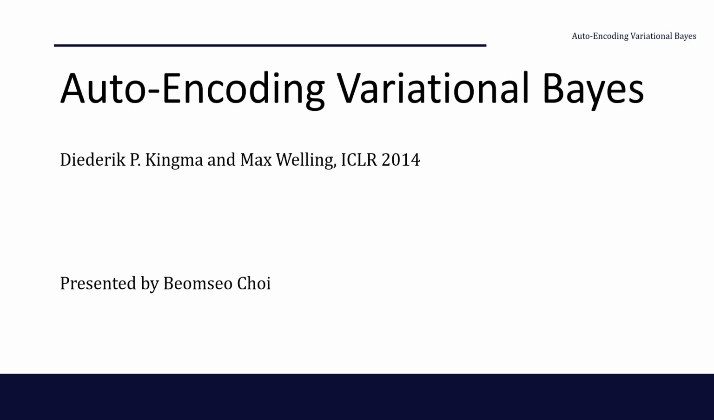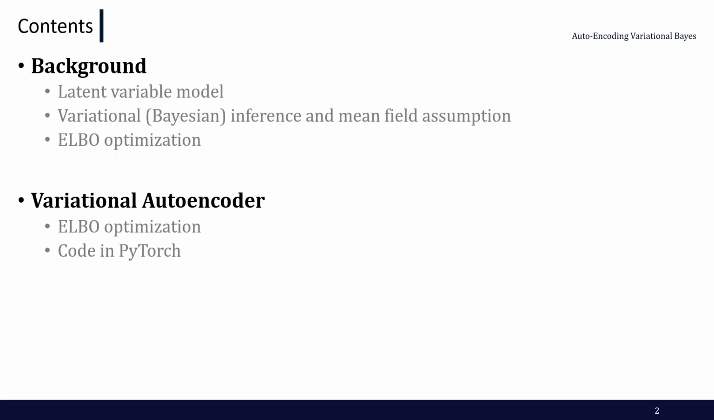I will introduce the paper Auto-Encoding Variational Bayes, which is also known as the Variational Autoencoder. These are the topics we'll cover. The Variational Autoencoder is a latent variable model. So I'll start with an introduction to latent variable models, and I'll talk about an issue and how to solve it. The approach is to use variational inference and optimize ELBO.